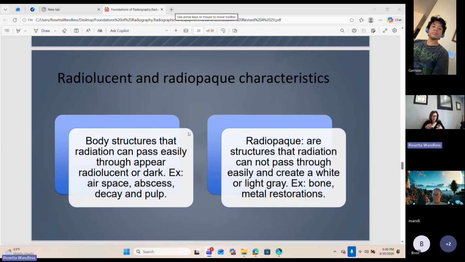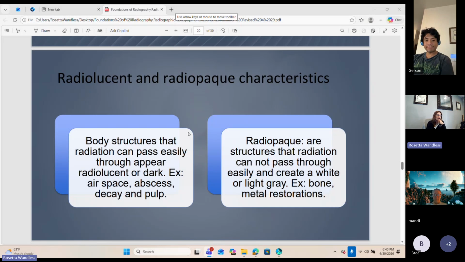So that makes sense. A couple of big portions here to just review again. Radiolucent means dark images or black images on the x-ray. It's going to show airspace such as sinuses, abscess, like infection, decay, as in cavity, and pulp, which is going to be the center, the blood supply, and the nerve supply of the tooth. Does that make sense? So far, so good.